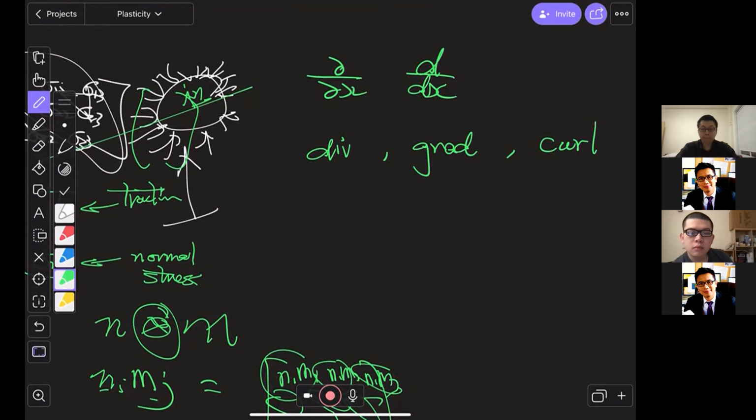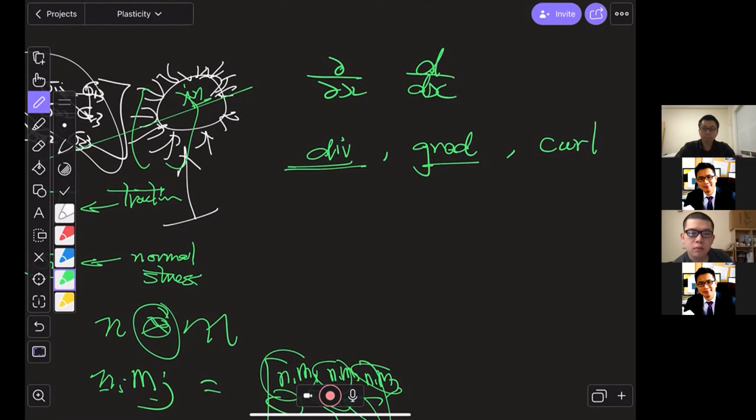Divergence and gradient both give you a sense of how things change in a space, but they actually have different meanings. If you have a divergence, it doesn't make sense to apply a divergence on a scalar.